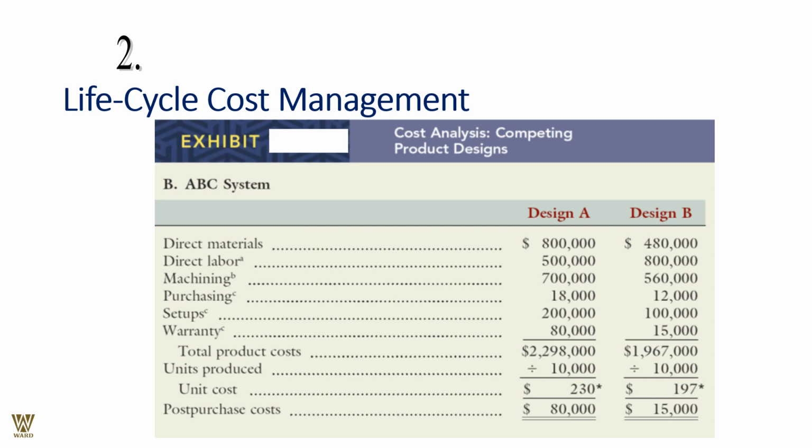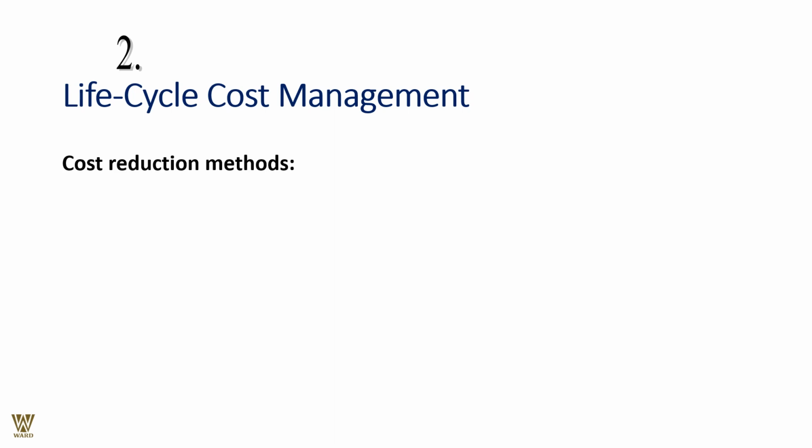Now let us come to the ABC system. What are we looking at here? If you look into it, the unit cost remains for design A at 230 and for design B at 197, and the post purchase cost is somewhere around $80,000 and $15,000. Look at the differences that come around as far as the ABC system is concerned. Now this is where the cost has been involved on an as-and-when basis. Let us go to the next slide to understand how we calculate everything.